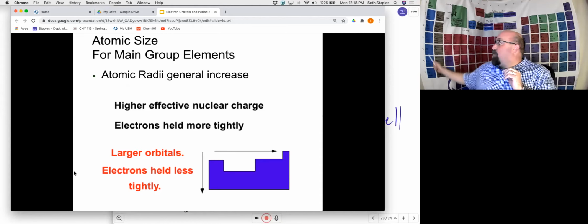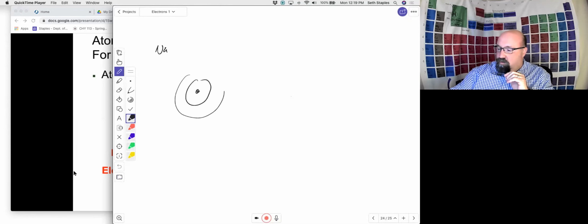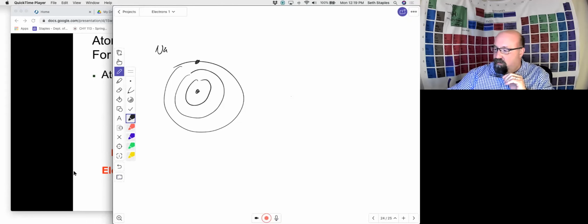As you move down, however, the effective nuclear charge stays the same. And so the effective nuclear charge of sodium is +1. The effective nuclear charge of potassium is +1. But let's think about what happens there. As we move from sodium to potassium, here we have a sodium atom, and we have electrons on the 1, 2, our outermost electrons out here on the third Bohr shell.